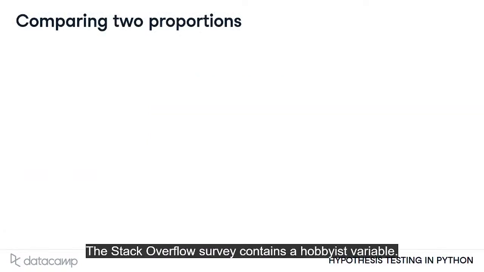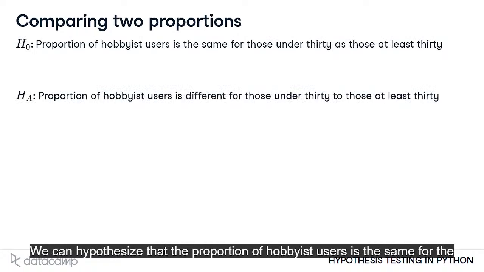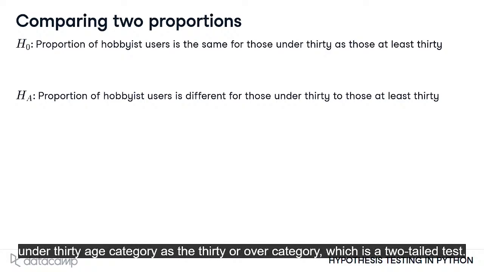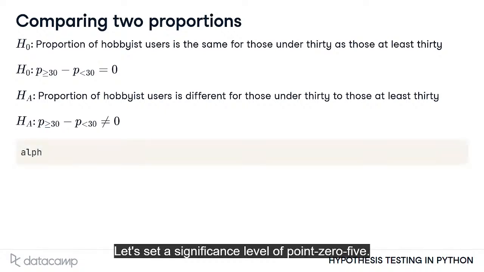The Stack Overflow survey contains a hobbyist variable. The value yes means the user described themselves as a hobbyist, and no means they describe themselves as a professional. We can hypothesize that the proportion of hobbyist users is the same for the under 30 age category as the 30 or over category, which is a two-tailed test. More formally, the null hypothesis is that the difference between the population parameters for each group is 0. Let's set a significance level of 0.05.